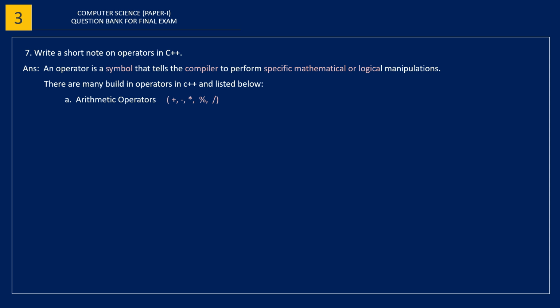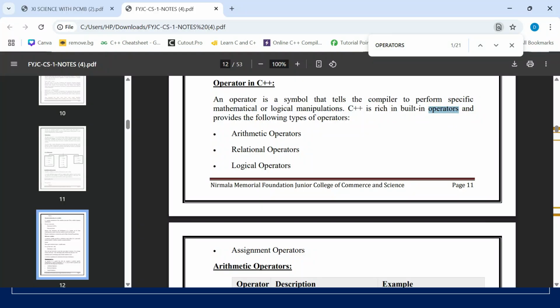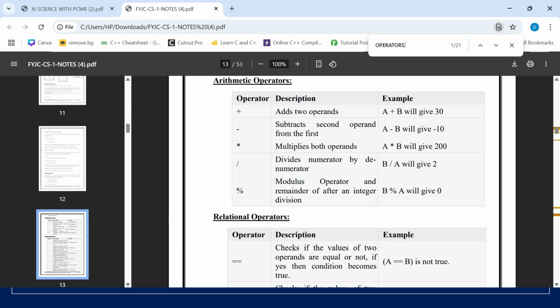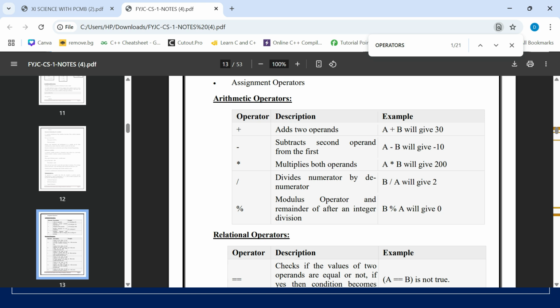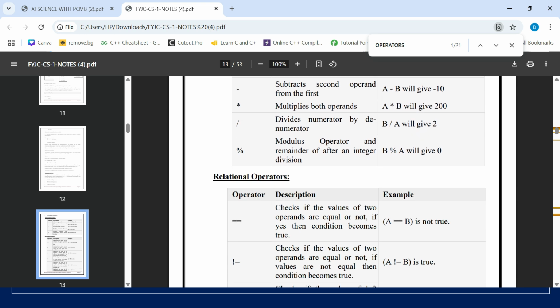We'll have a look into the file which is provided by the college. Actually, I have created separate videos on each of the operators. You can have a look at those once I upload them on YouTube. So arithmetic operators: plus, minus, multiplication, division and modulus, as I have told you. These are very simple and straightforward. The examples are also given over here. A plus B will give 30, considering the mathematical manipulations over here.